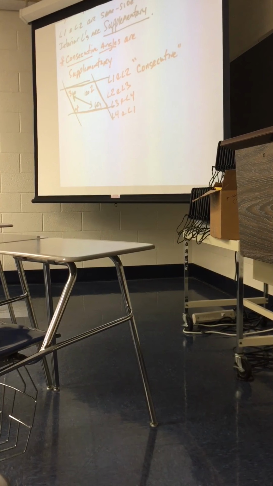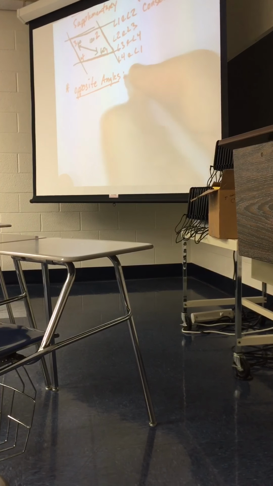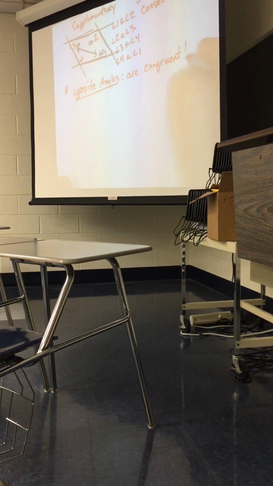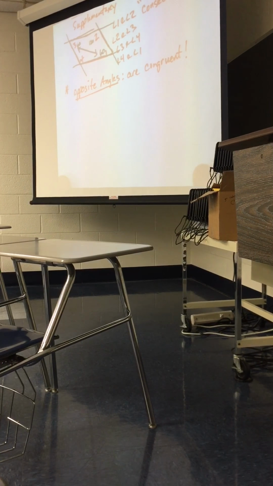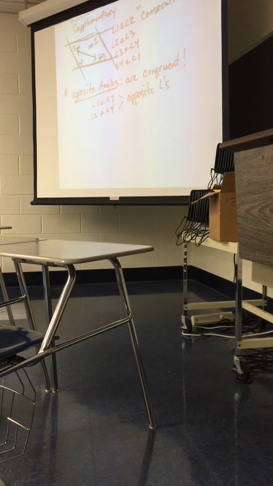So let's make another one here. And we're going to call those opposite angles. They are congruent. Opposite angles are congruent. So angle 1 and angle 3, and angle 2 and angle 4. That's always the case. Angle 1 and angle 3, angle 2 and angle 4. Opposite angles. Okay.